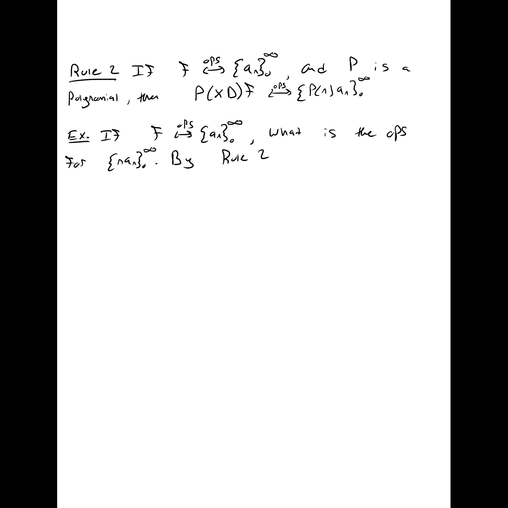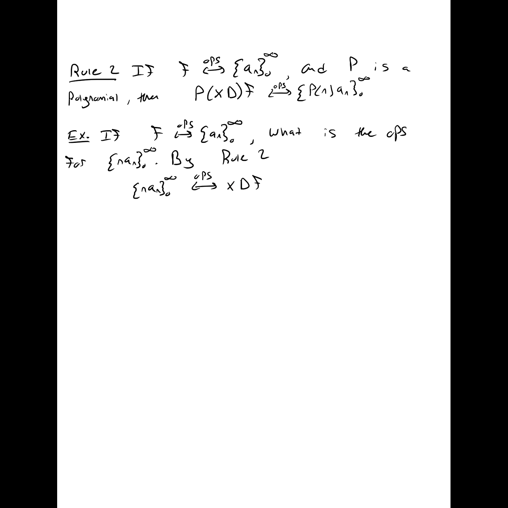We see that by rule 2, our ordinary power series n a sub n has the ordinary power series that is, well, instead of writing p, I'm just going to write x d f, because I'm putting x d into the function n. So it just forces me to write just x d. There's no decorations on that. Just x d f. Now, what does that mean? What that means is that I will be taking f and what I know about f, we're going to differentiate it, and then multiply by x. Okay, so we're going to try to get used to this.